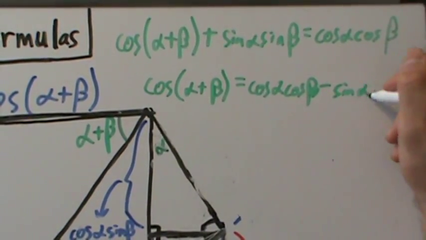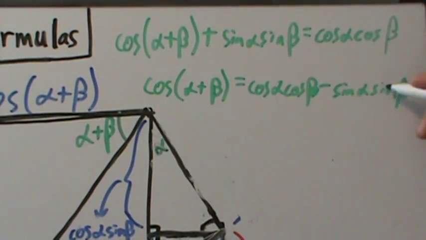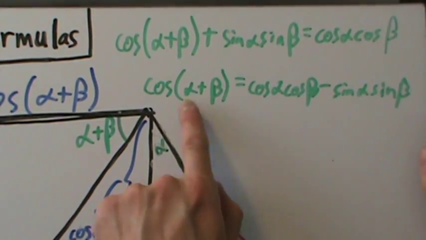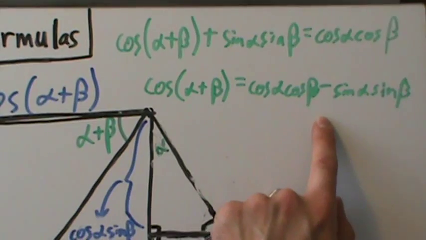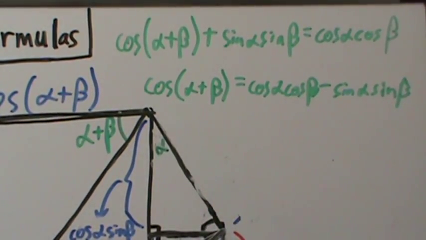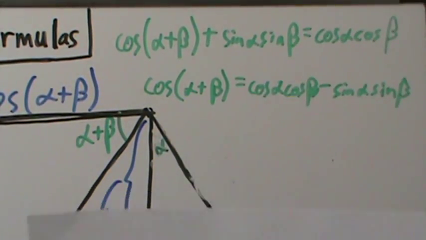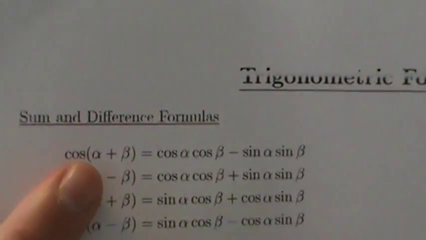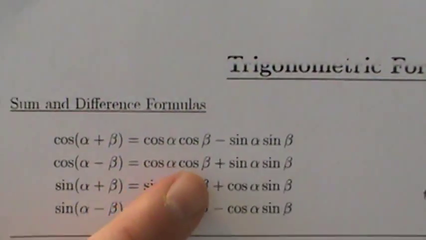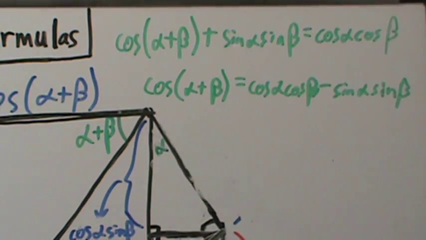minus sine of alpha sine of beta. So cosine of alpha plus beta equals cosine alpha cosine beta minus sine of alpha sine of beta. And we see that is actually the first identity on this list. Cosine alpha plus beta is cosine alpha cosine beta minus sine alpha sine beta. So this is one of many ways to establish that.